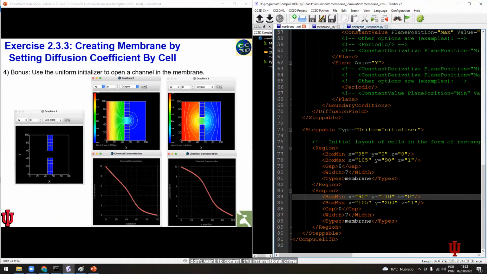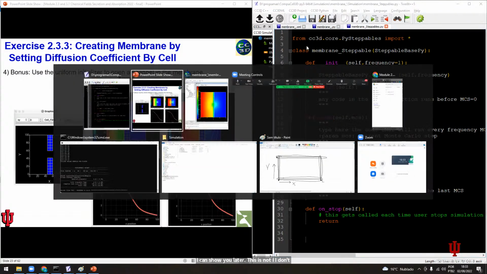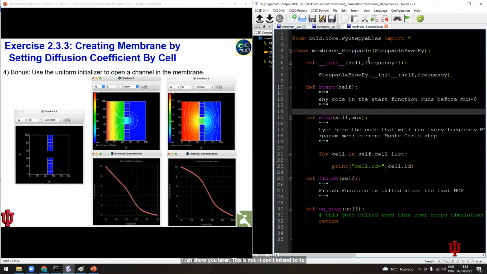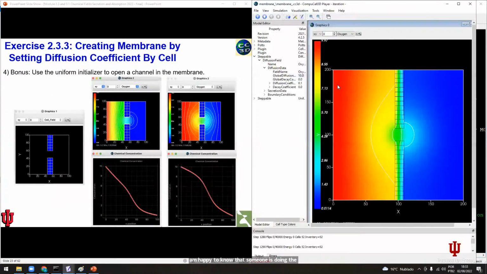If you don't want to commit this international crime, you will have to generate it in the steppables, in the start function. You can specify your initial condition. You can basically paint your lattice in the start function here. Okay, I can show you later. I don't intend to do this in this lecture because it takes time, but I am happy to know that someone is doing the challenge actually. Very nice.